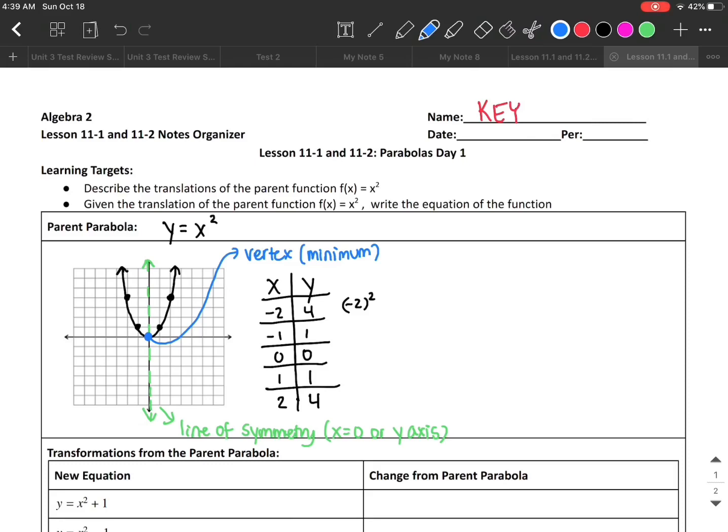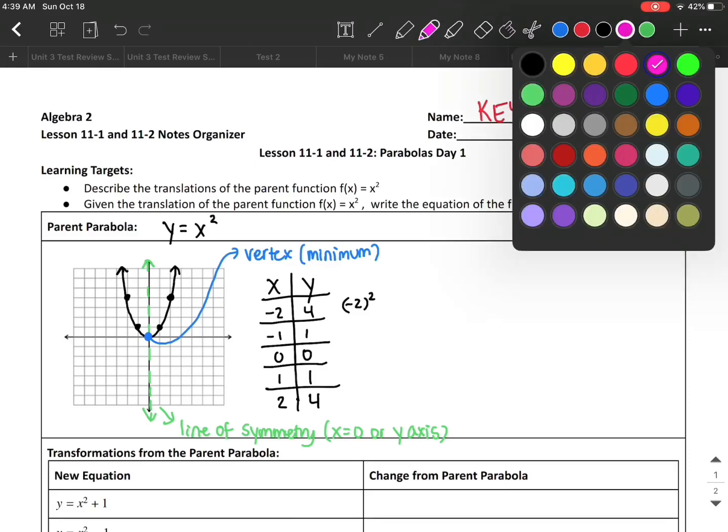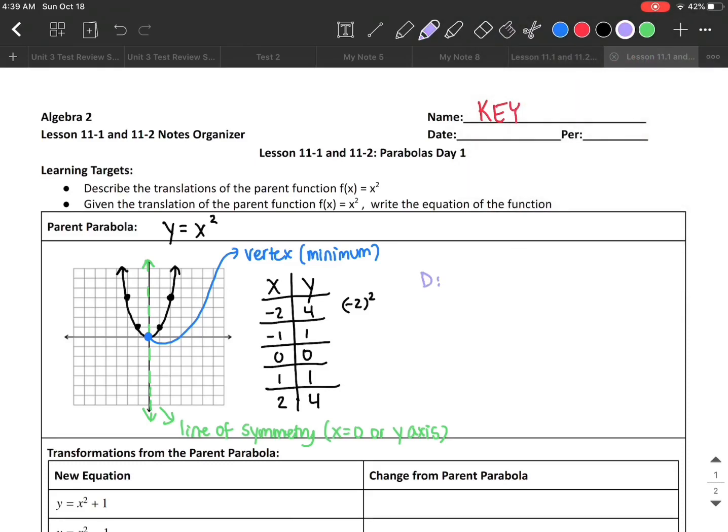Then we also need to be able to talk about what's the domain and what's the range of this thing. So the domain is -infinity to +infinity, and the range is going to be my lowest value, my minimum, which is 0 for y. And then I have y's that go up to infinity. So that's my domain and range.